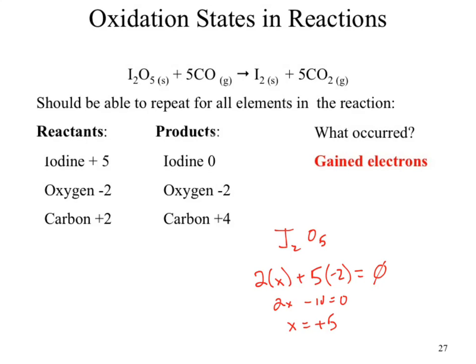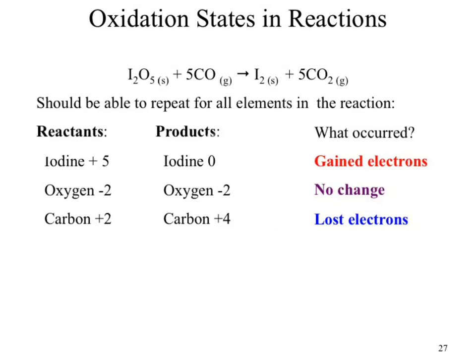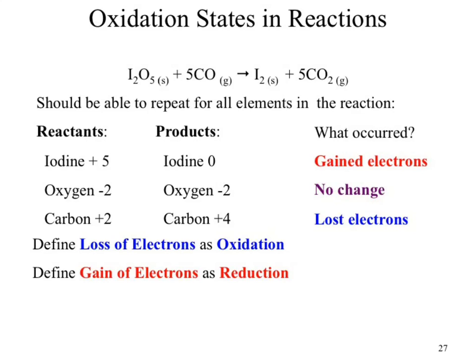What happened to the oxygen? Nothing happened. What happened to the carbon? It lost electrons. So what we now have is a gain and a loss of electrons happening within our reaction. So what we can now do is subcategorize this and define each of those elemental changes according to either a reduction or an oxidation. We define the loss of electrons as oxidation. We define the gain of electrons as reduction.